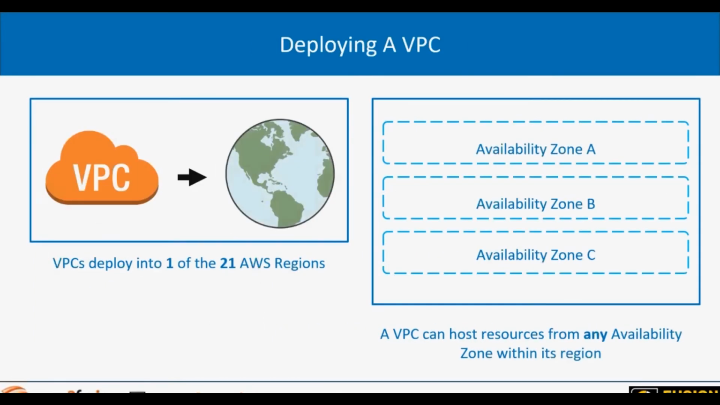Deploying a VPC, you can deploy a VPC into any of the 21 AWS regions. When you start, first you have to select the region, and then you select the zone, and then you can start deploying the VPC. So that's the first thing. A VPC can host resources from any availability zone within its region. Within the region you can select the availability zone, and then start deploying the VPCs.